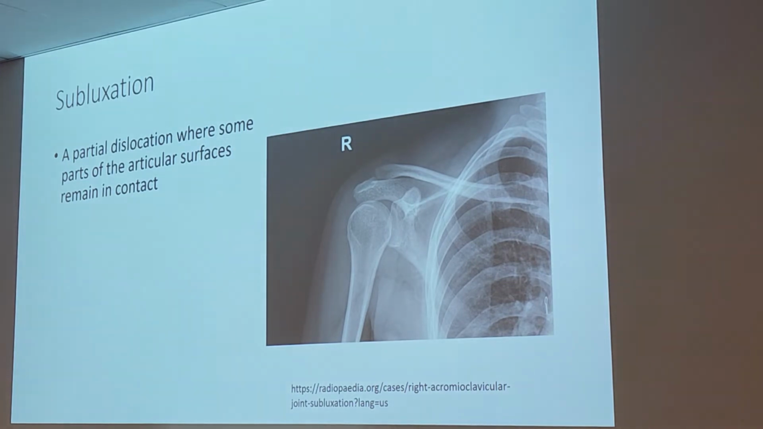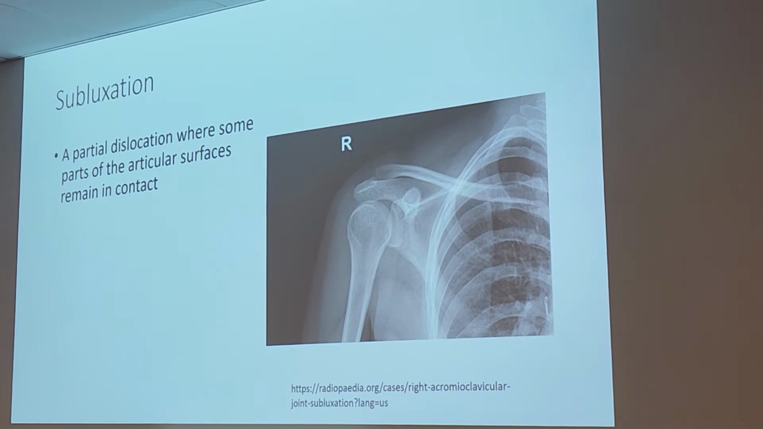Okay. Next up is subluxation. This is just a minor dislocation. The entire thing doesn't come out of the joint. It only comes part way out of the joint. So dislocation is all the way, subluxation just halfway.